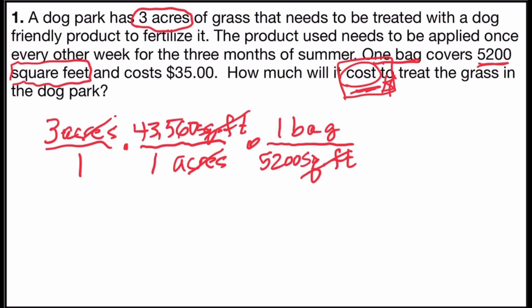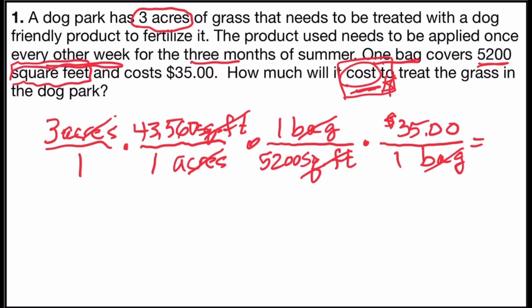Again, remember, I want my answer to be in cost. And so I have 1 more ratio of 1 and 1 more multiplication to make, where I want to cancel out the bags, which would be 1 bag, to the $35 that it costs per bag. And now I can cancel out bags in the numerator and bags in the denominator, and I would have my cost for 1 treatment.